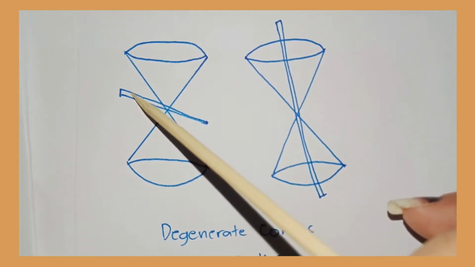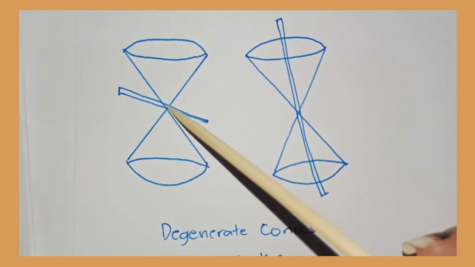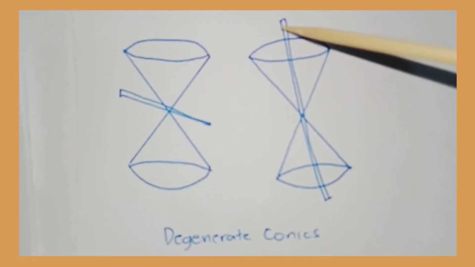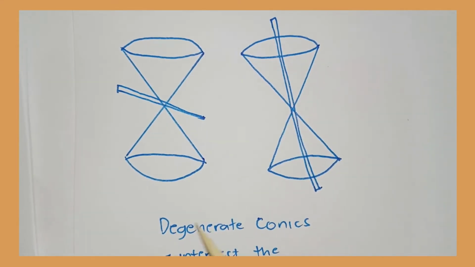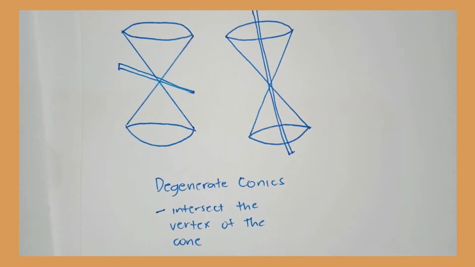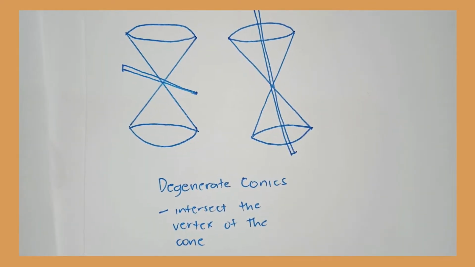So, kung mapapansin nyo dito, yung plane, tinamaan niya yung gitna. Yung plane natin, tinamaan niya yung gitna. Ang tawag dito ay degenerate conics. It intersects the vertex of the cone.